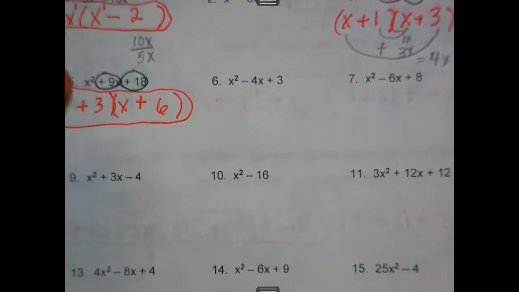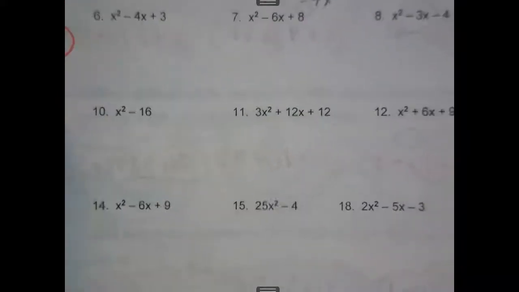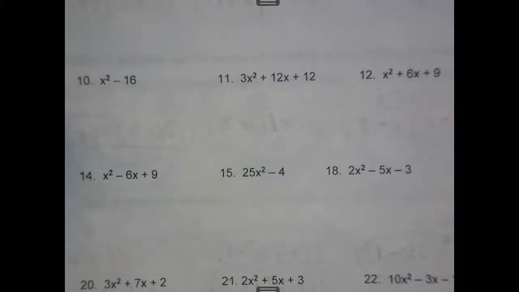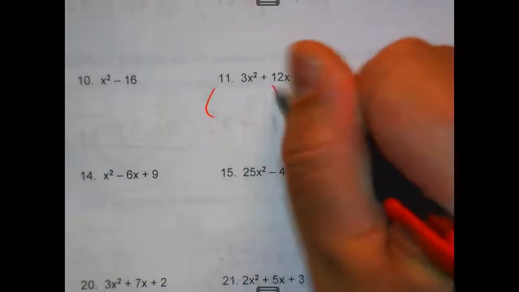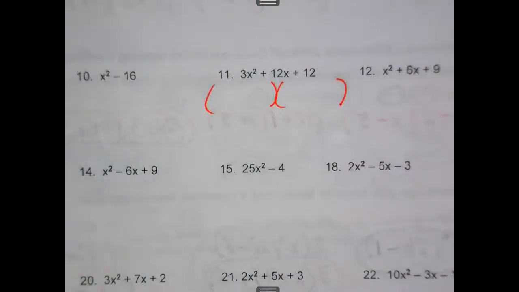All right, number 11. This one gets a little harder because my A is 3. By the way, there's only one way to get 3x squared, right?